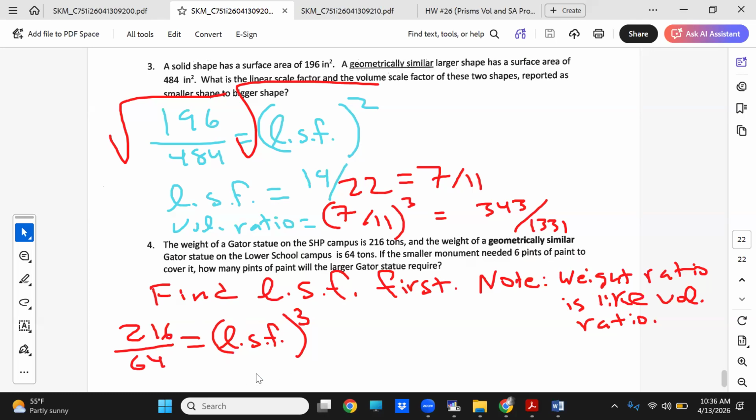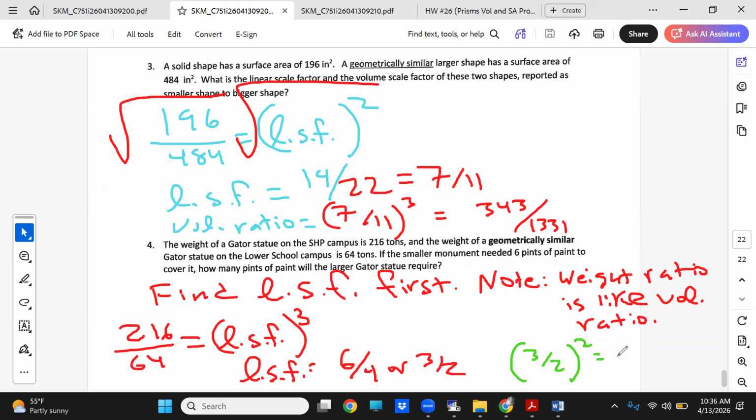If I cube root it, what's your linear scale factor? Hold on a sec. What's the score? It's 6. Oh, you did it the other way around. It's all good. So you should get 6/4 or 3/2. Okay. Then we're doing the linear scale factor raised to the second power.